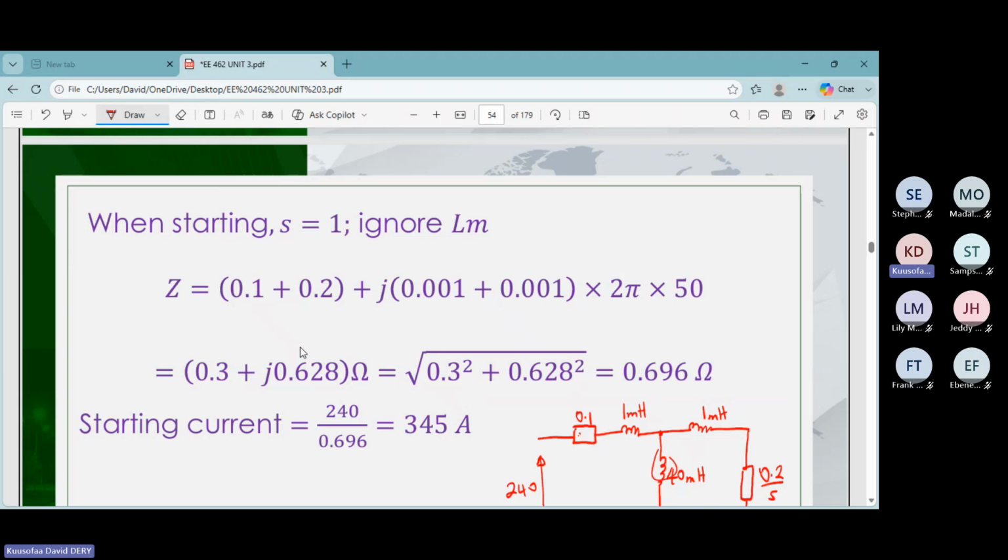impedance. So we divide the phase value by the impedance to get the starting current value. Since we are interested in the magnitude, that's why we are using only the magnitude. So that is the first part of the question.